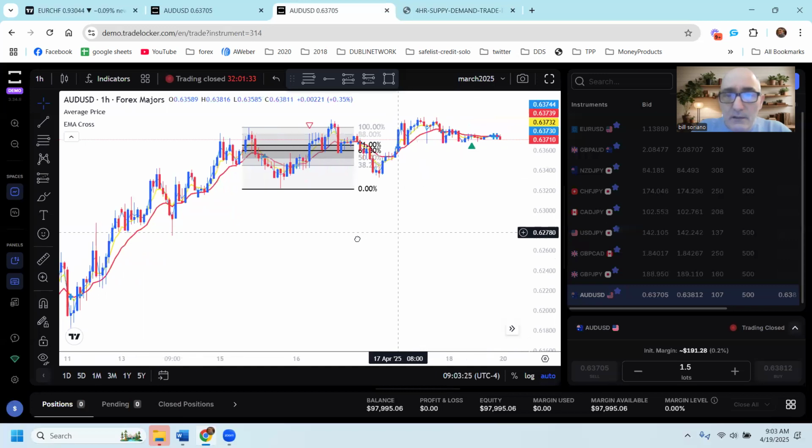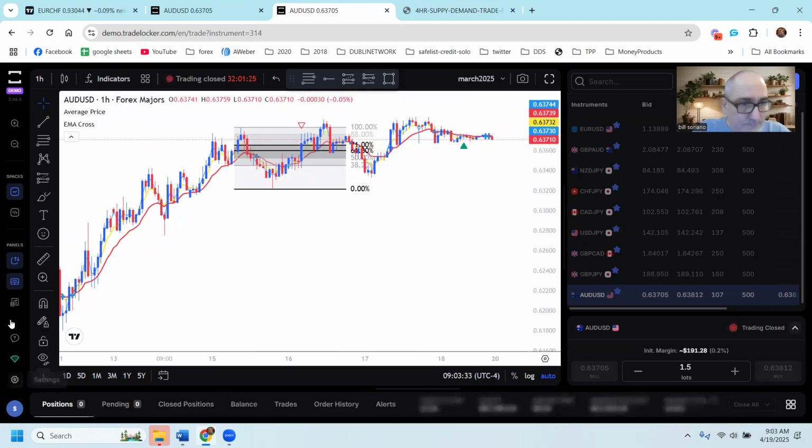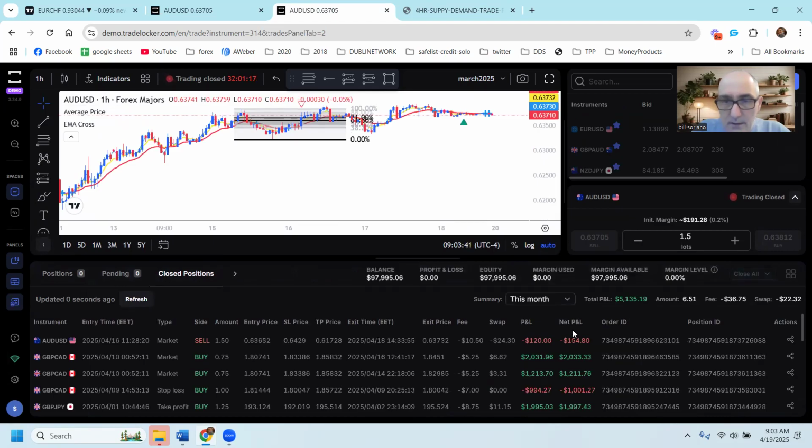Okay. So with TradeLocker here, you can see that there was a trade I took in AUD. First of all, I just want to show you here that for the month, I'm showing a profit of $5,135. Again, that's because this is a $100,000 demo account. So if this was your live account and you only started with $1,000, then this profit would only be about $50, right?